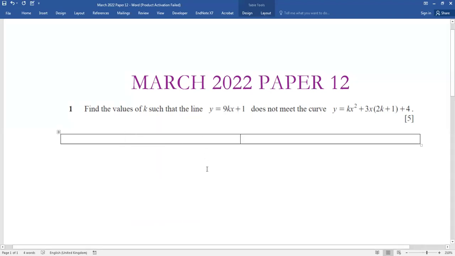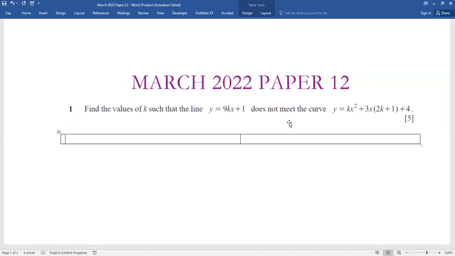So the question says find the value of k such that the line y = 9kx + 1 does not meet the curve y = kx² + 3x(2k + 1) + 4. By reading the question, I understand that because the line does not meet the curve, if I solve these two equations simultaneously, I must not get any solution whatsoever. Is that right?